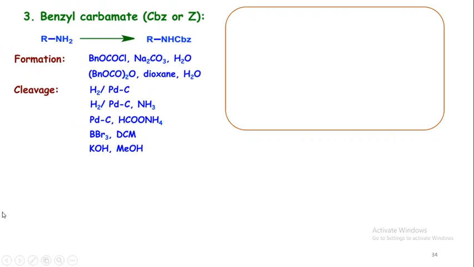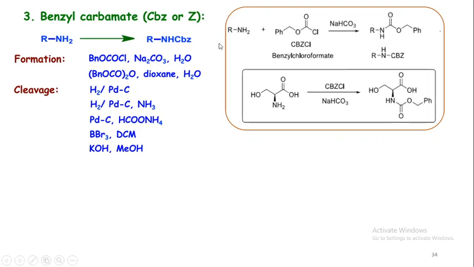Another method is benzyl carbamate, that is CBZ, or also you can say Z, and it can be done by using benzyl chloroformate in presence of base. This is the simple reaction in which amine is reacted with benzyl chloroformate in presence of base. This is the protected form, that is RNHCBZ.